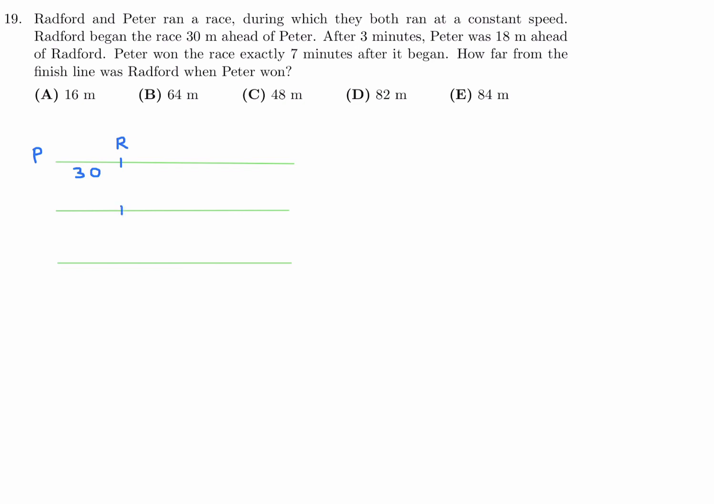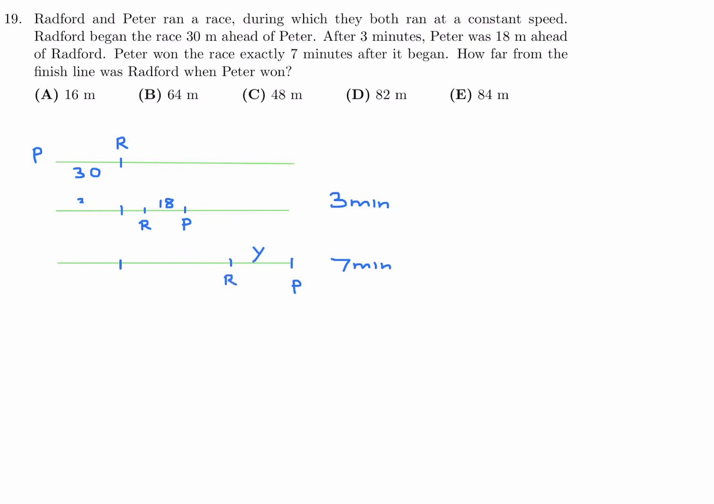Then the next part is at the 3-minute point. They say that Peter has caught up and he's now somewhat ahead. So if Peter is here, let's say Radford is here, and the difference between them is 18. And then at the 7-minute point is, I guess, the finish for Peter. And obviously Radford is at some point, and we'll just call that Y, and that's what we're trying to figure out.